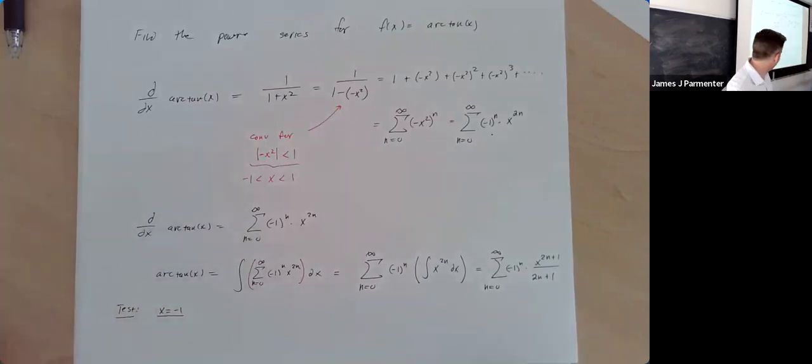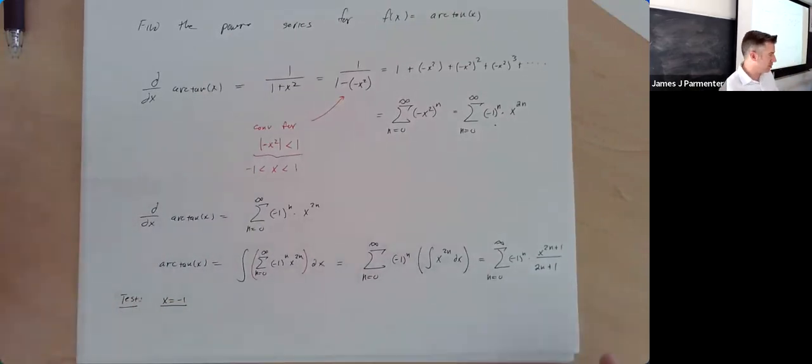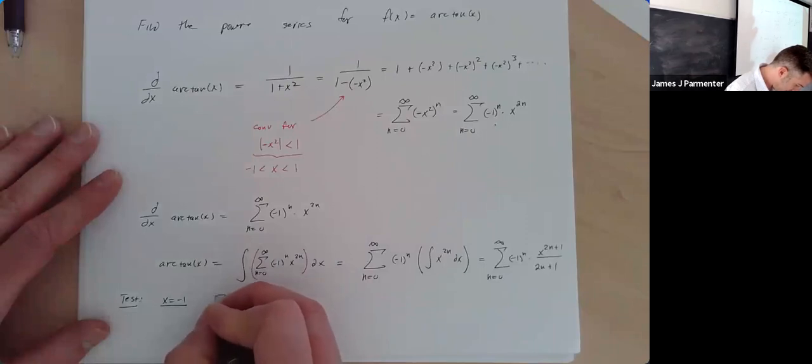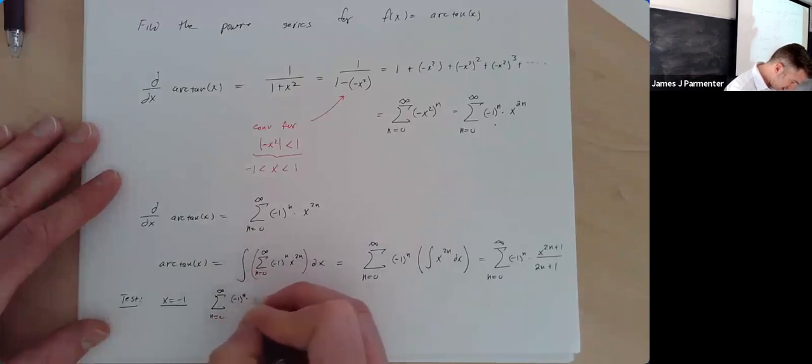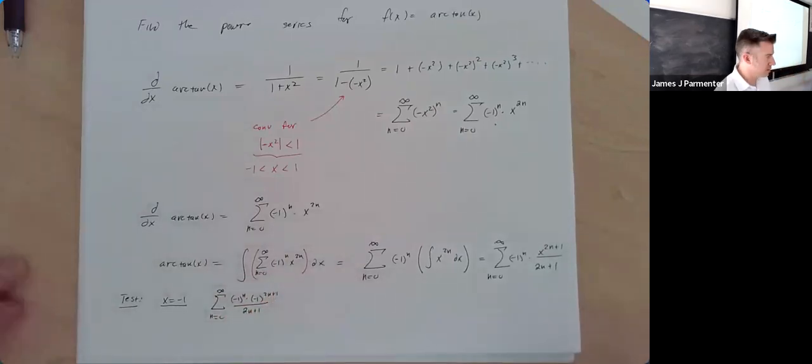So if x equals negative 1, we have to be really extra super careful. It can be really easy to convince yourself of something that's wrong when it's really right, or right when it's really wrong. So if I plug in negative 1, I get the sum from n equals 0 to infinity of negative 1 to the n times negative 1 to the 2n plus 1 over 2n plus 1. And the question that this often boils down to is: is this thing alternating or not?